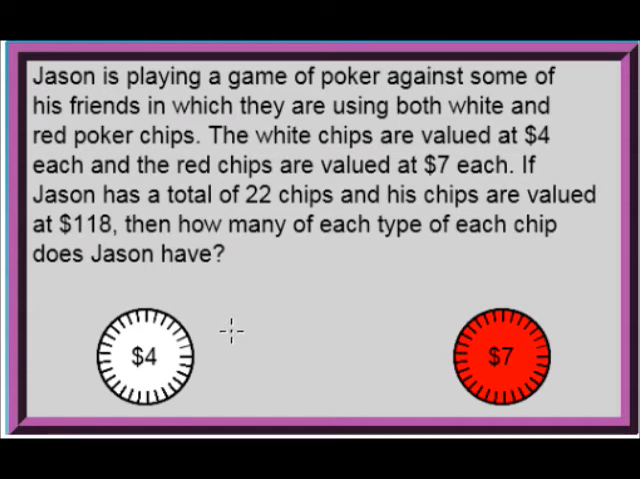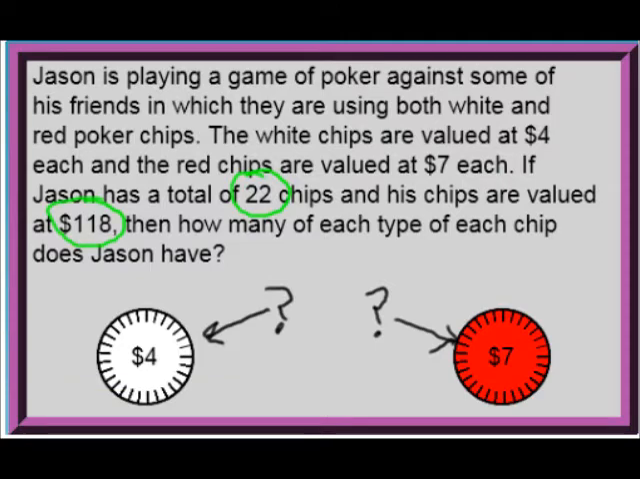And you really have to read the problem. I know some of you just want to try and get numbers and then solve it. Read the problem, read it a second time, a third time, till you really understand what the situation entails. In this case, it's a simple game of poker. We've got some white chips and some red chips, and it's nice to have a picture to go along with it, and we're looking for the number of white chips and the number of red chips such that there are a total of 22 chips and the value is $118.